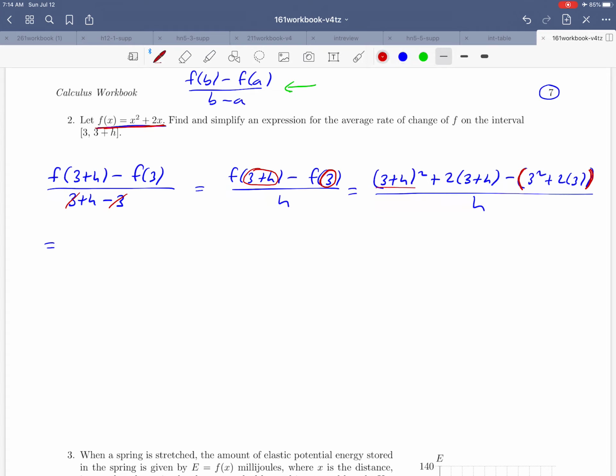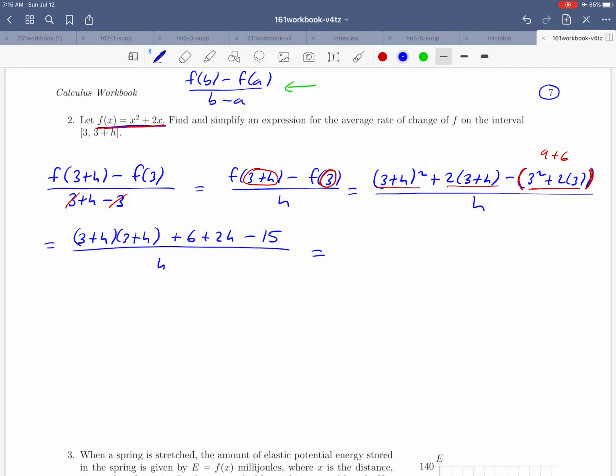Starting with the 3 plus h squared, that's 3 plus h times itself. I'm just going to write that down. And then we have 2 times 3 plus h. If we distribute the 2 through, we're going to get 6 plus 2h. Then we come to this piece. We've got 3 squared plus 2 times 3. If you add those up in parentheses, 9 plus 6, that's going to be 15. So we'll subtract 15 on the end.